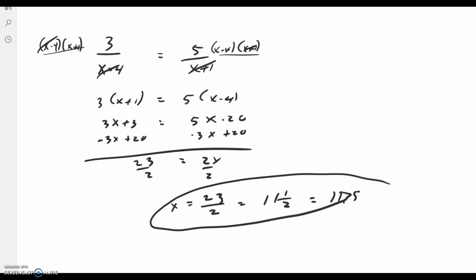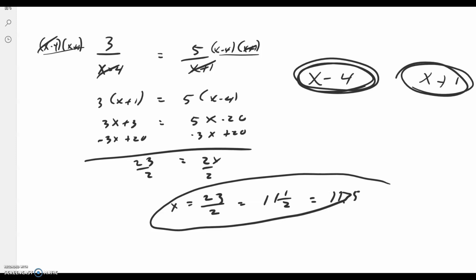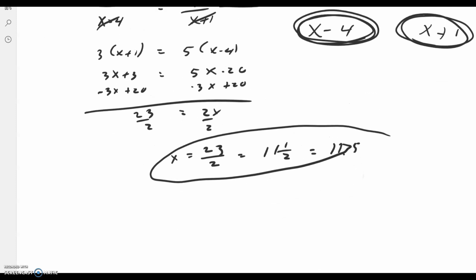I need to make sure to remember checking to see if this makes the denominator 0, but the two original denominators were x minus 4 and x plus 1. The only x number that makes this 0 is 4. We didn't get 4. The only x number that makes this 0 is negative 1. We didn't get negative 1. So 23 halves, or 11 1/2, or 11.5, they're all different versions of the same correct solution to the original equation. Now I wanted to show you one other thing about this.